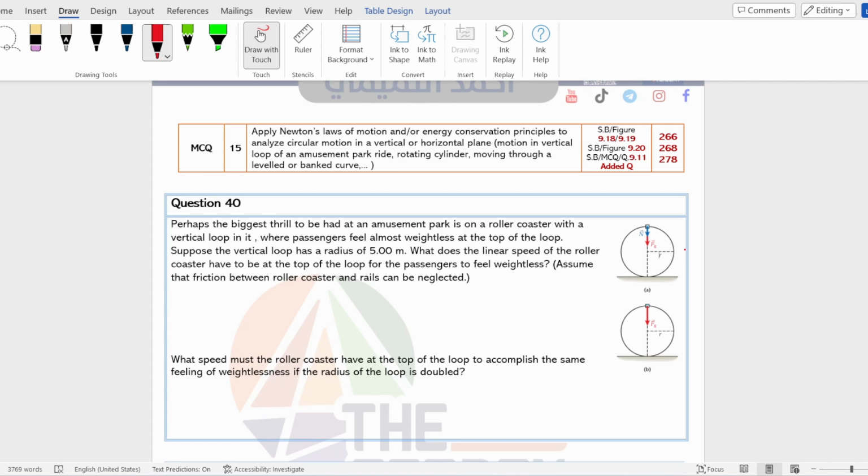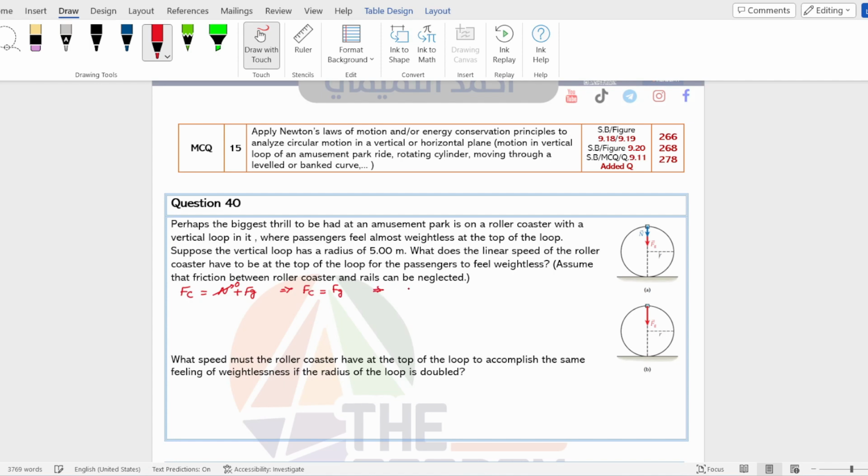But since we have the weightlessness condition, that means the normal force will be equal to 0. So in this case, if we write down the centripetal force equation, F sub c is equal to the summation of forces acting on the object towards the center of rotation, which are basically the normal force plus the gravitational force. And we said in the weightlessness condition, N is equal to 0. So we end up with Fc basically equal to the gravitational force, which is equal to mg. Right. Now let's plug in the values of Fc and Fg.